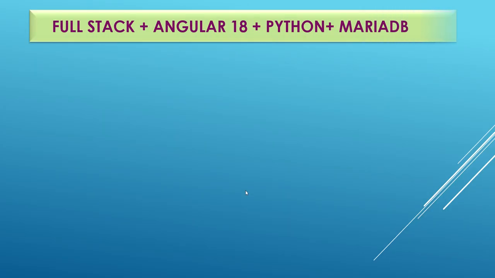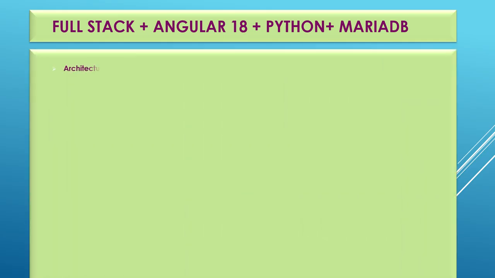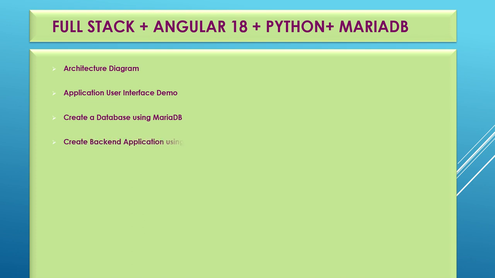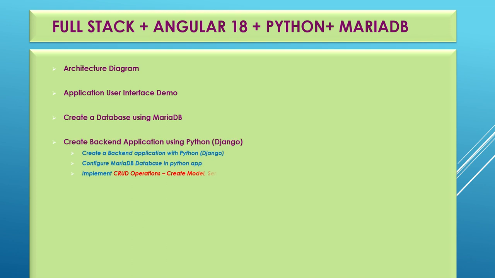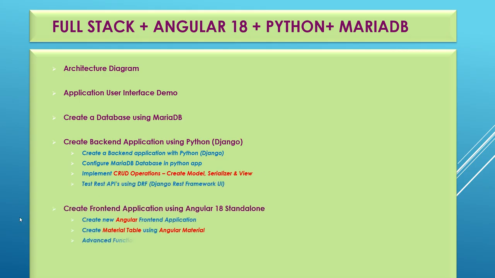And these are some points which we are going to implement in sequence. Like first we will see our architecture diagram. Next I will show you a small user interface demo. Next we are going to create our database using MariaDB. We will create our backend application using Python Django framework. Finally, we will create our Angular application using the ng new command, which will create our Angular standalone application.